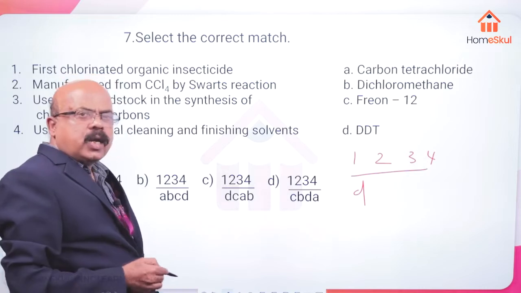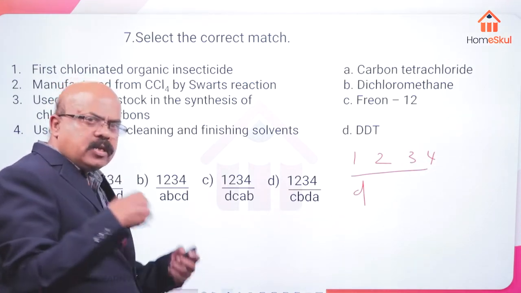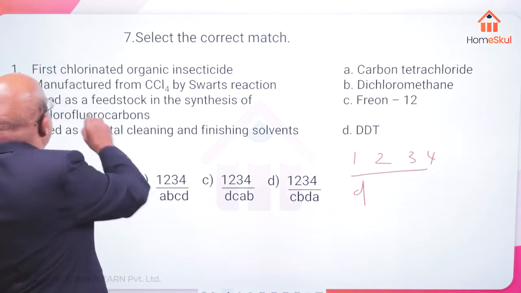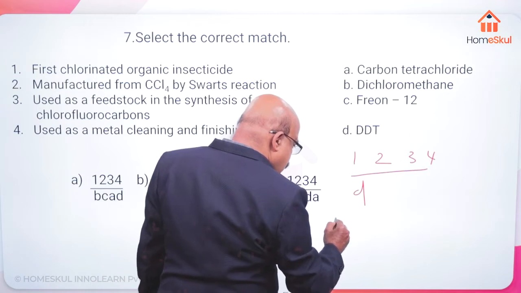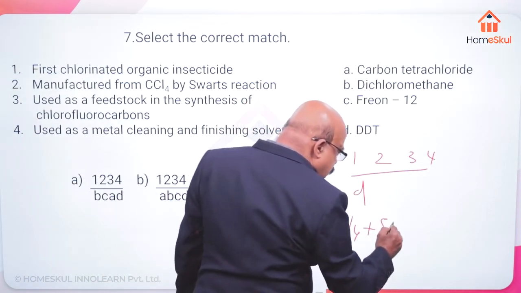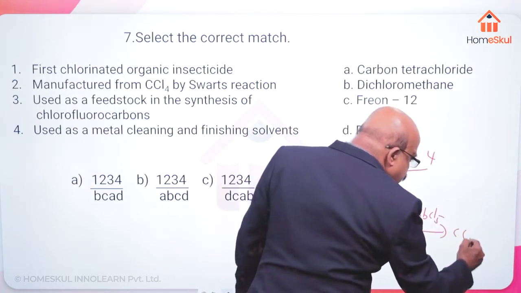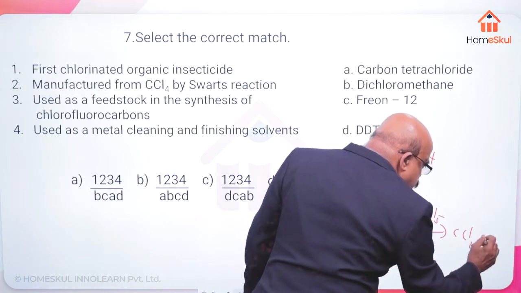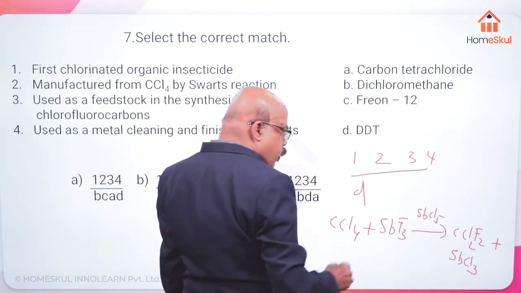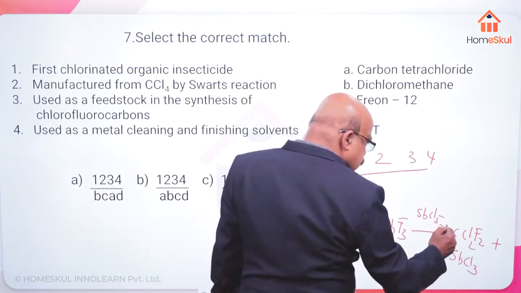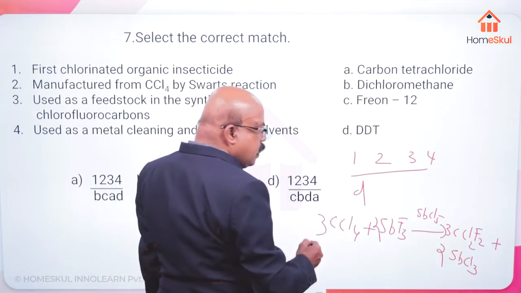It is obtained by the action of trichloroethanal, chloral, with chlorobenzene in the presence of concentrated sulfuric acid. Its insecticidal action was proved by Paul Muller. Second, manufactured from carbon tetrachloride by Swarts reaction, that is Freon 12. Carbon tetrachloride, CCl4, on treatment with antimony trifluoride in the presence of antimony pentachloride, you will get CCl2F2 plus SbCl3. When you balance this, it is 3, 2 and 3. This is the balanced equation.